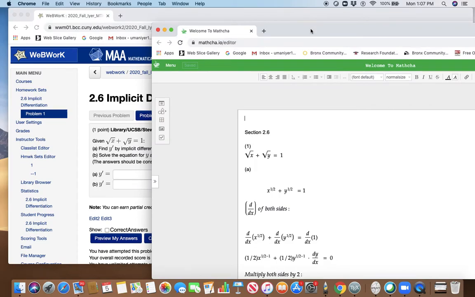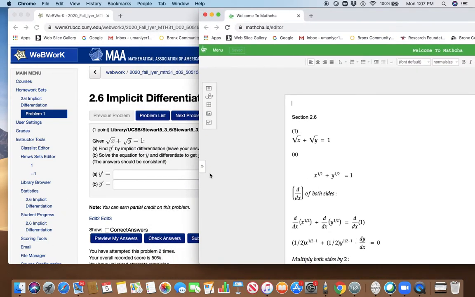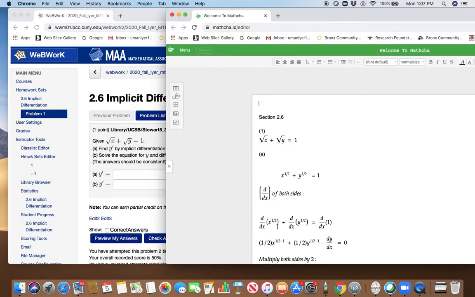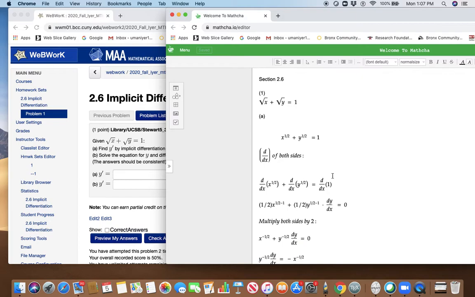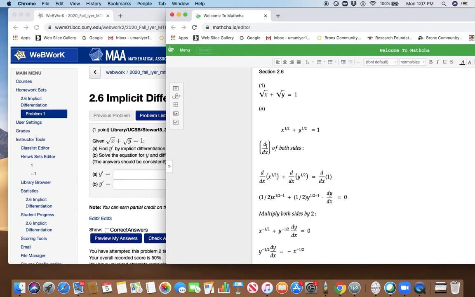So square root x plus square root y is 1. Part a wants implicit differentiation. Square root x is x to the power half, square root y is y to the power half, right hand side is 1. You are going to take the derivative with respect to x of both sides. When you do that, you get the derivative with respect to x of x to the half plus the derivative with respect to x of y to the half equals the derivative with respect to x of the constant function 1.